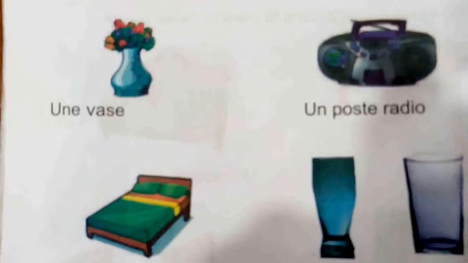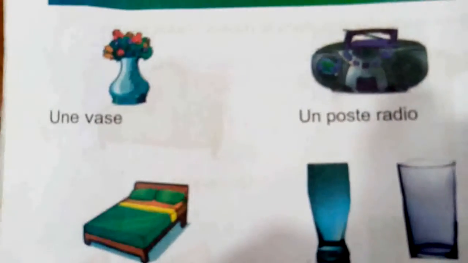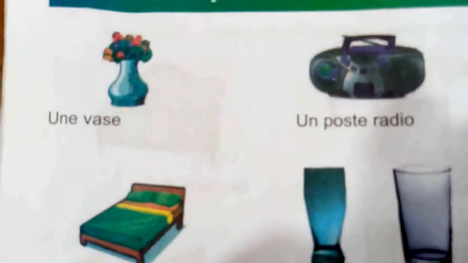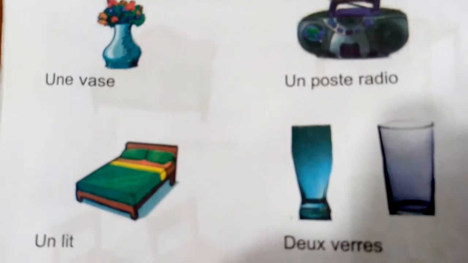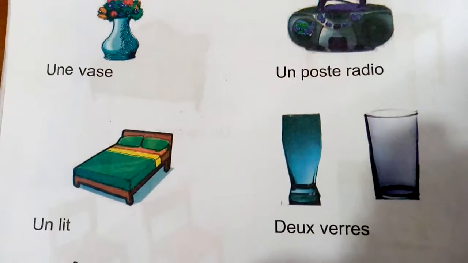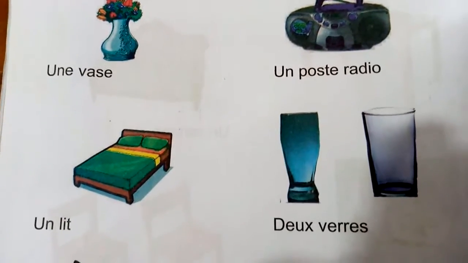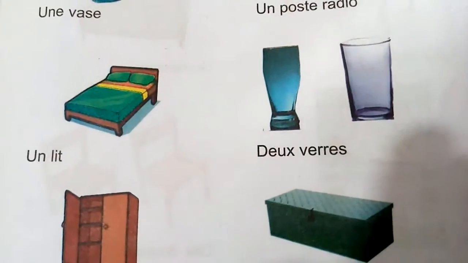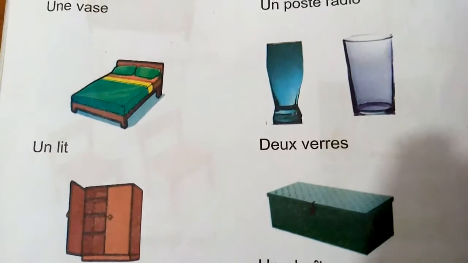So that is une vase. Like we said, a flower vase. You can see the vase, the flower there. And here we have un poste radio. The one you have in your house might not be exactly like what you are seeing here. Might be another one, but it's called radio. Alright, you see a bed, it's called un lit.